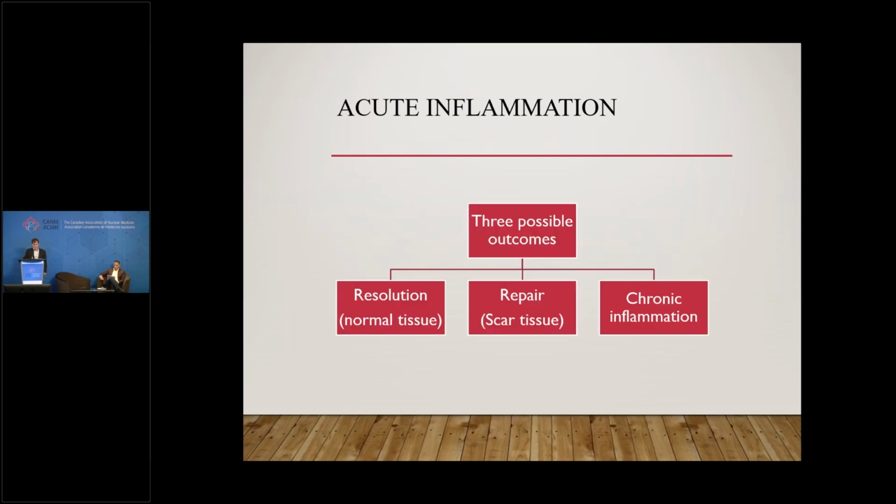Now, with inflammation, you can have 3 different outcomes. The best case scenario would be on the left. You could get total resolution and regeneration, and you have normal tissue at the site of injury. The next scenario, you get repair, so you get resolution of the infection with scar tissue. And lastly, in the worst case scenario, you get chronic inflammation.